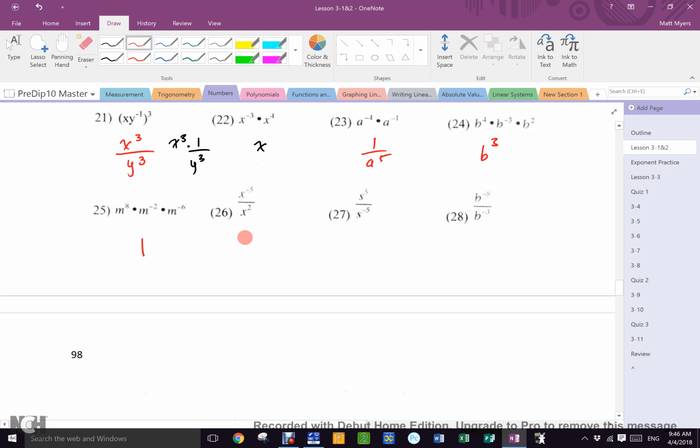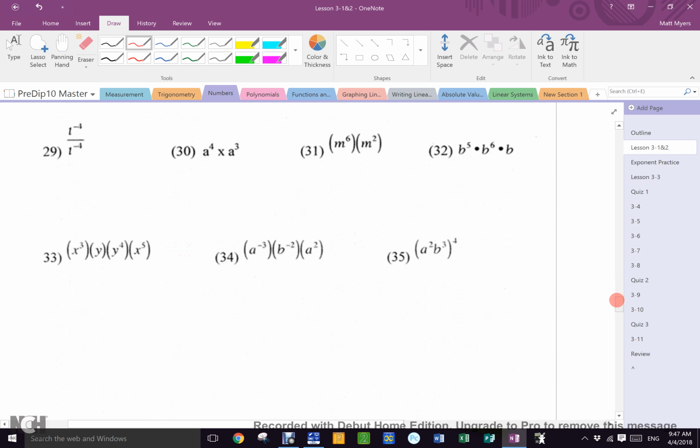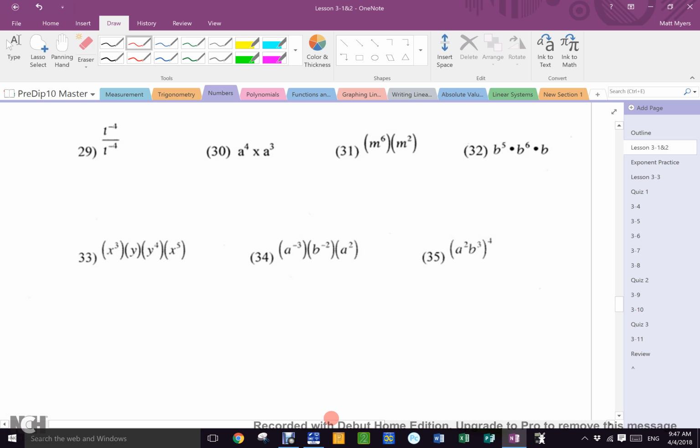X to the 1 over x to the 7th. And that's a negative 5 minus 2, which is negative 7. S to the 10th. And negative 8 minus 3 is 1 over b to the 5th. Now, I want to show you guys something. Actually no, we'll finish the page off. Back to the good printing, up to the front.